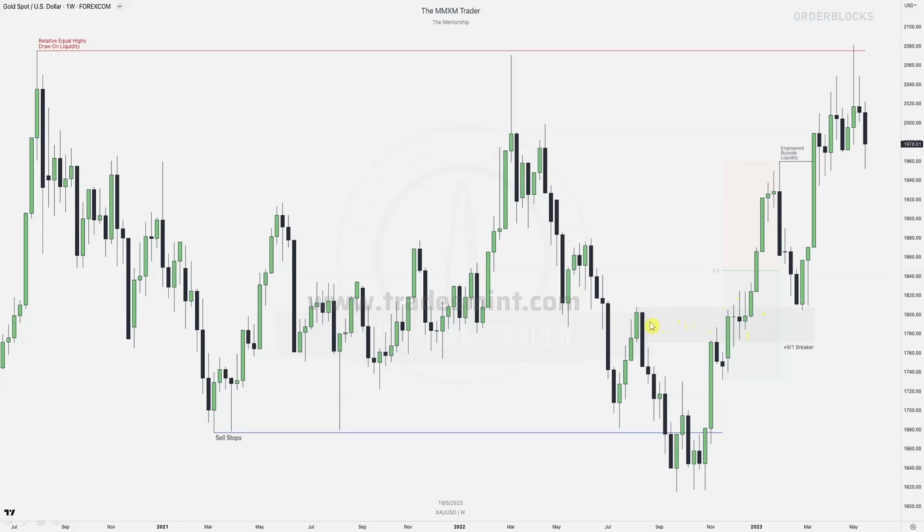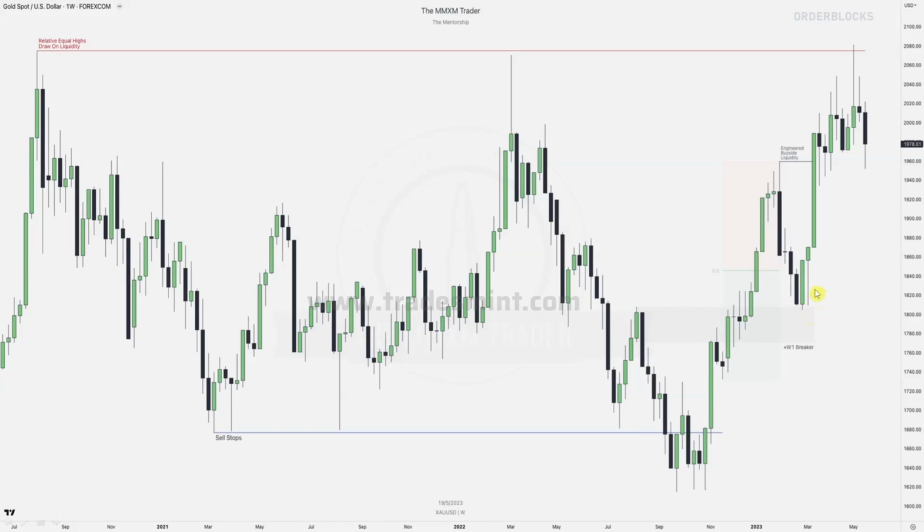And what happens when you break up structure and you take liquidity before it breaks up structure? You form a breaker block, right? And breaker is also a form of an order block. So we can see that over here, moving it out to the right in time, right? Price keeps pushing up and up and up, engineering some buy side liquidity. The retracement happening back into that weekly breaker.